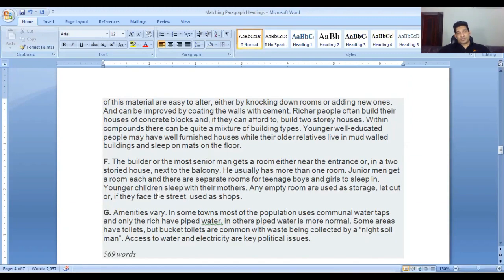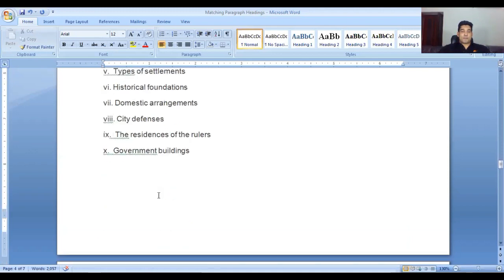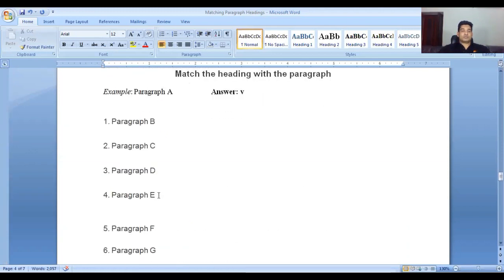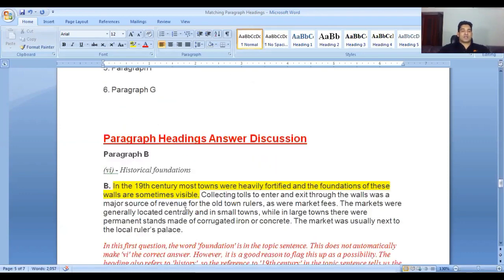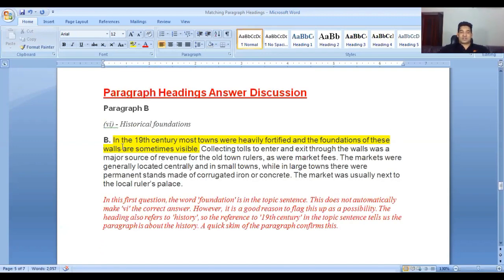I think you have written the answers. Now let's discuss. So actually, number 1 is paragraph B, and then paragraph C, paragraph D, paragraph A, F, and G, with which it should be matched. For example, paragraph headings answer discussion. The heading of paragraph B is historical foundations. Why is it so? Let's discuss.